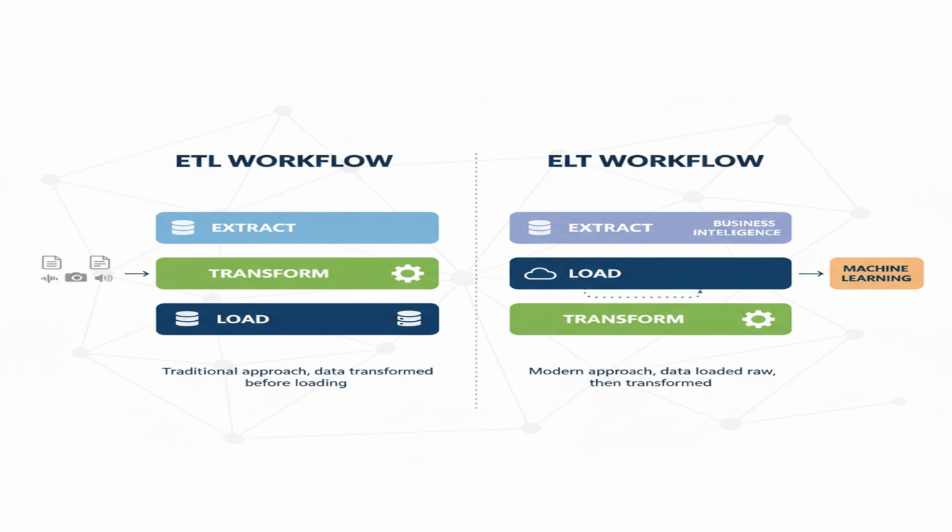How does data move from OLTP to OLAP? ETL versus ELT. ETL equals extract, transform, load. Pull data, clean it, then load it, like prepping ingredients before cooking. ELT equals extract, load, transform. Dump raw data first, then transform inside the warehouse, like bringing raw ingredients into a big kitchen and cooking different dishes as orders come in.